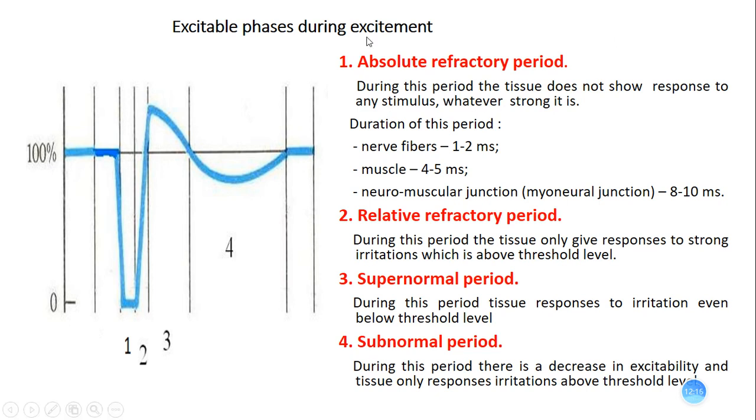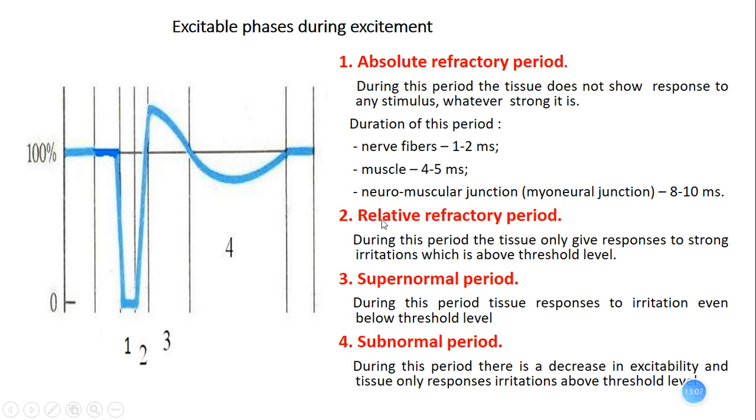During this period, the excitable tissue will not give a response to any stimulation. The duration of this period is 1 to 2 milliseconds for nerve, 2 to 5 milliseconds for muscle, and for the nerve muscular junction, sometimes called the myoneural junction, which is one type of synapse, it's 8 to 10 milliseconds. This time will determine the lability of these tissues. In this diagram, this part indicates the absolute refractory period. During this time, the excitability of this tissue is zero.